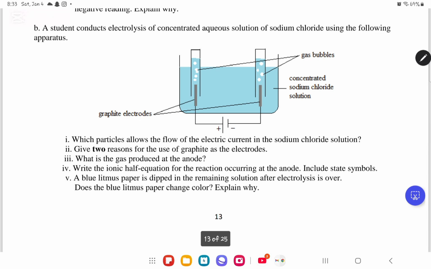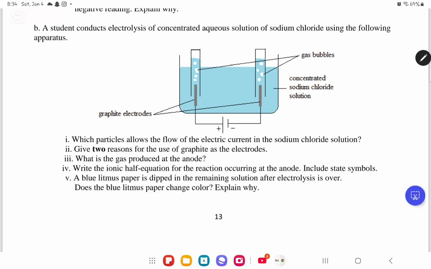A student conducts electrolysis of concentrated aqueous solution of sodium chloride using the following apparatus. They're telling us which particles allow the flow of the electric current in the sodium chloride solution. It's definitely the Na+ and the Cl-, because without them there would be no flow, because the Na+ is attracted to the cathode, sorry, and the Cl- is attracted to the anode, and without them there would be no flow.